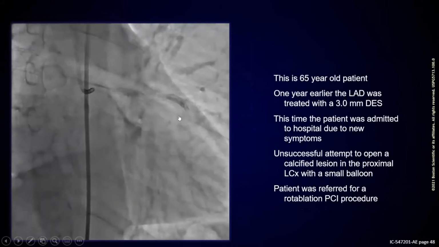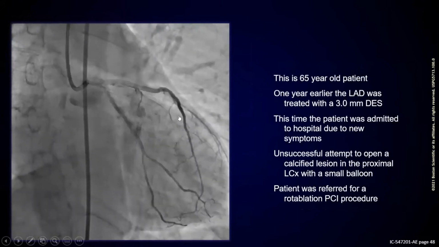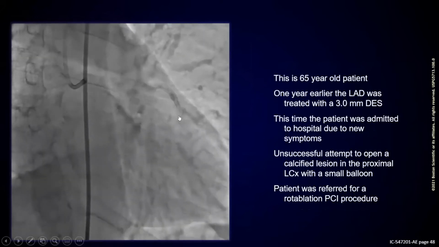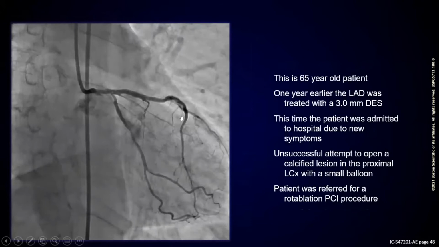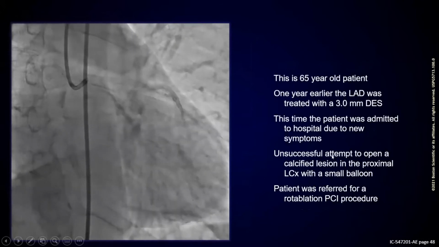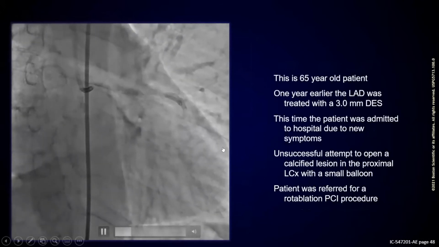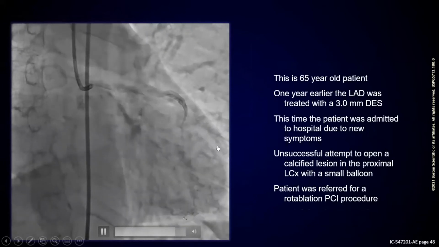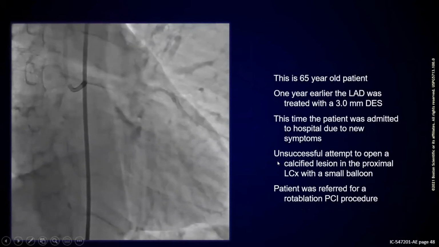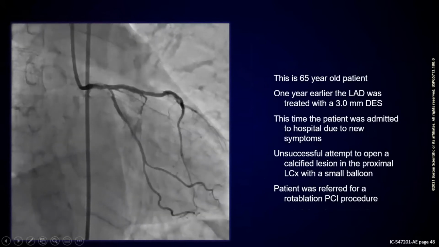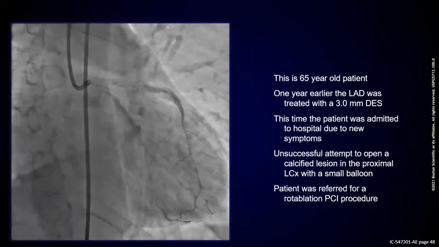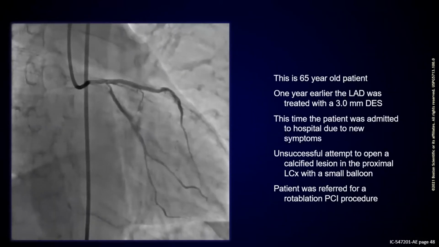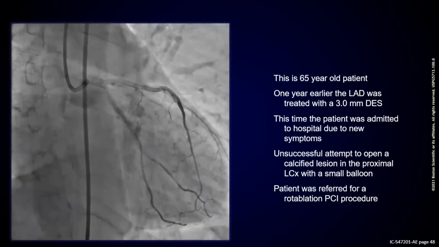So this is a 65-year-old patient. 1 year earlier, the LAD was treated with a 3 millimeter DES. This time the patient was admitted to hospital due to new symptoms, after unsuccessful attempts by another cardiologist to open a calcified lesion in the proximal circumflex with a small balloon. The patient was referred for possible rotablation, and I think that should have been the question: what should be the next step? So any opinion from the expert panel, please?